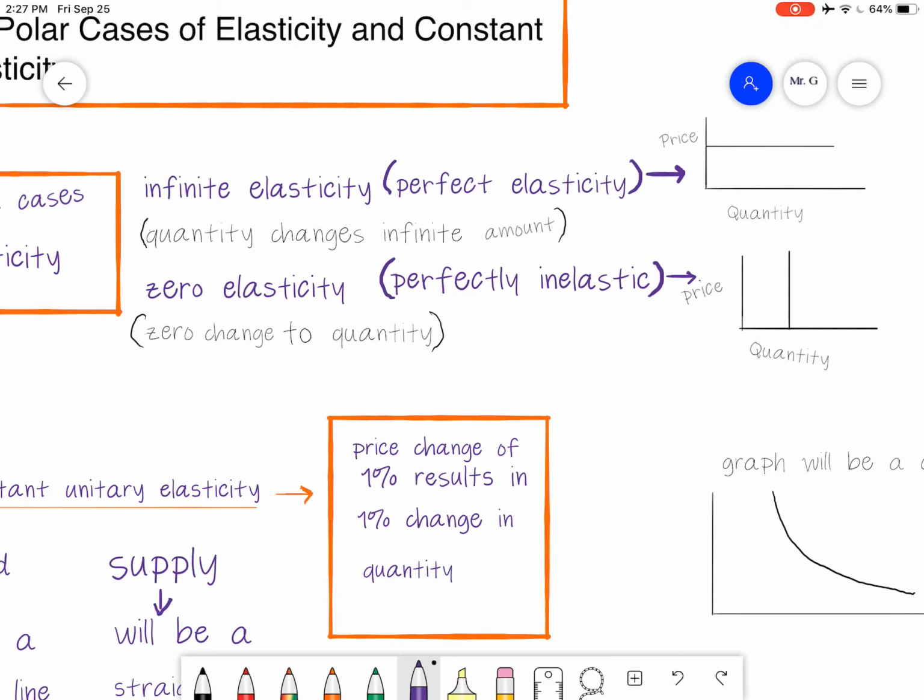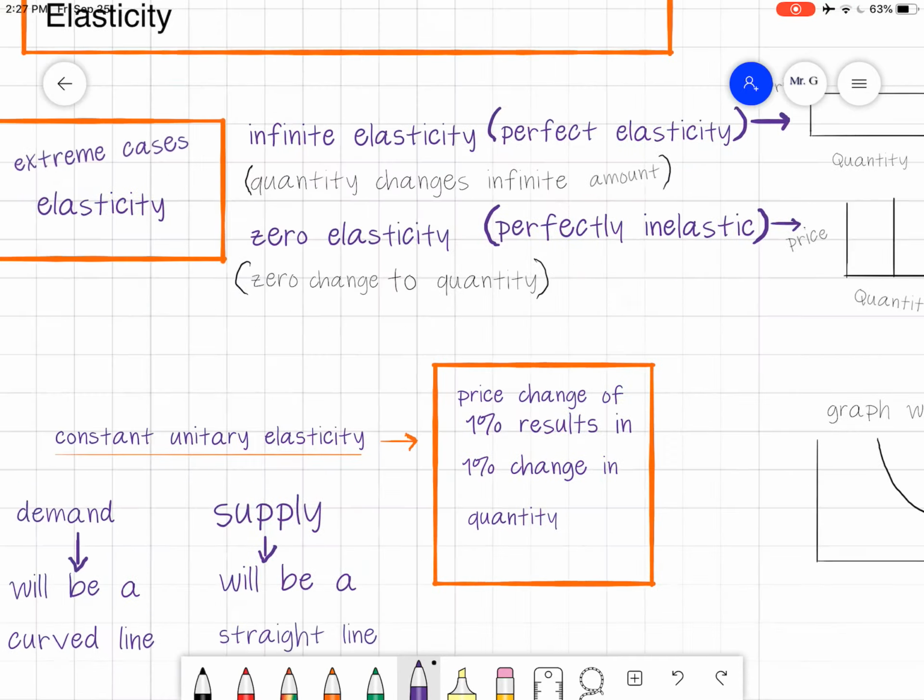However, you will find lots of medications, other things like that, that are nearly perfectly inelastic, where people are willing to pay whatever because they need the medication to survive. So that would be something that would be much more inelastic. So we have those two cases: infinite elasticity or perfectly elastic, and zero elasticity or perfectly inelastic.